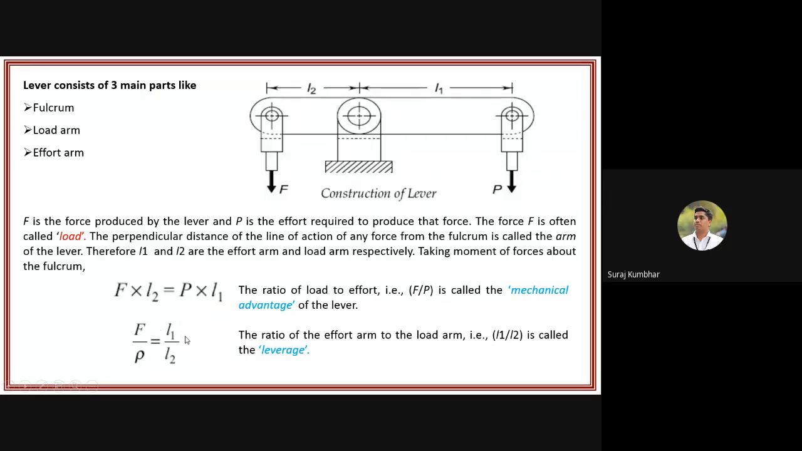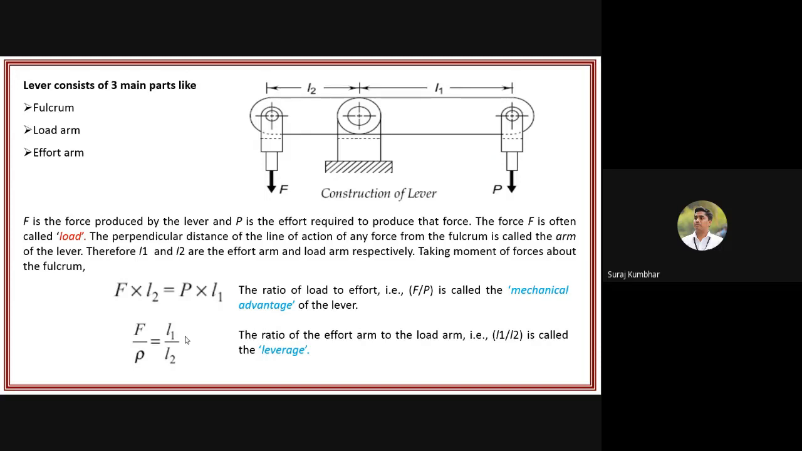Are you getting this? What is mechanical advantage and what is leverage? How it comes, all of you? Yes, please. Okay, fine, I think all of you get how it comes. F upon P is equal to L1 upon L2. So F upon P is called the mechanical advantage, and L1 upon L2, that is the effort arm to the load arm, is called leverage.